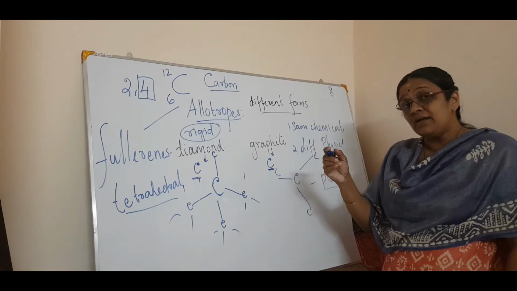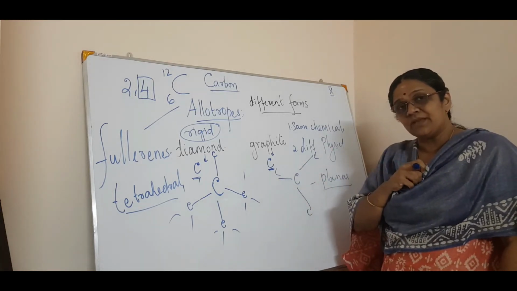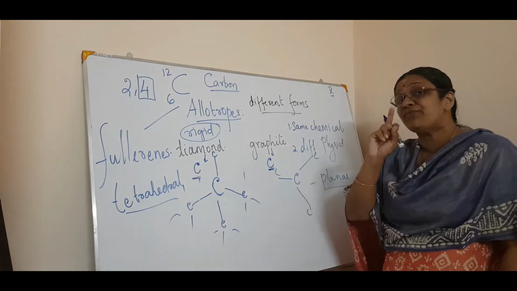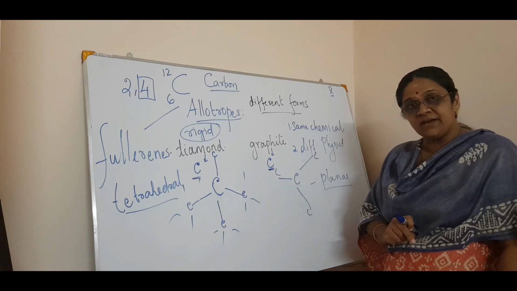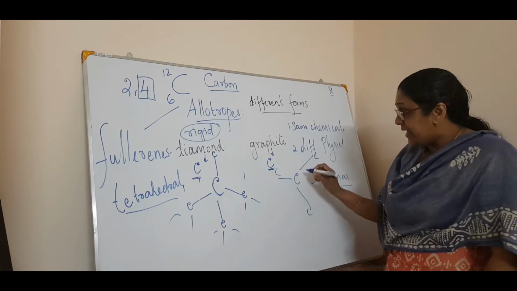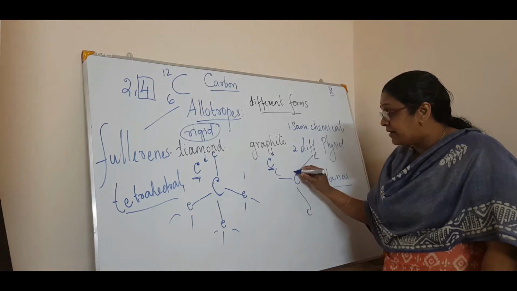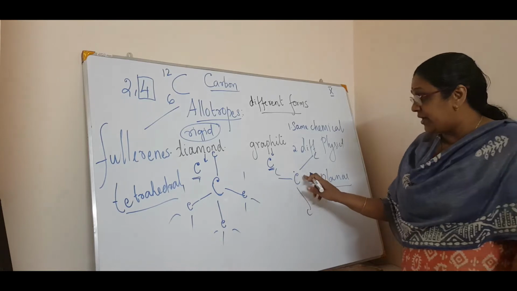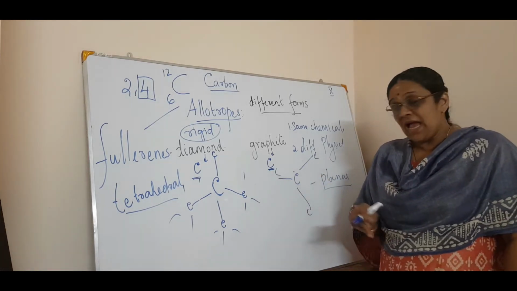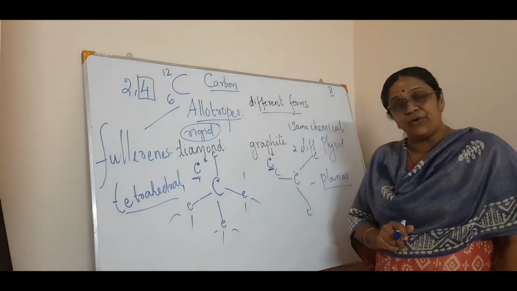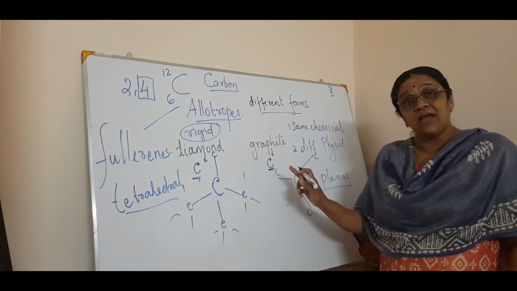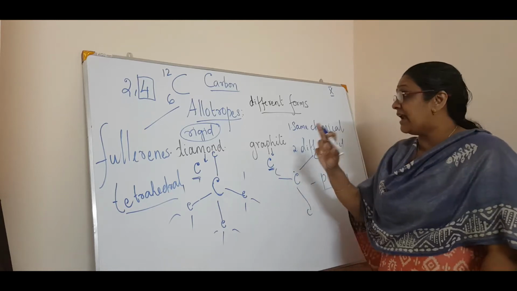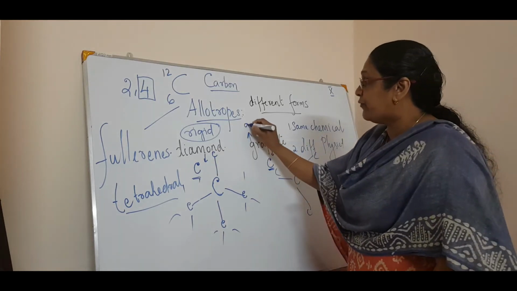Now you know that carbon has 4 valences. If there are only 3 covalently bonded carbon atoms, where is the 4th bond? So there is a 4th bond. That is why graphite has one free electron in each carbon atom. Due to this electron, it is a good conductor of electricity. We have already studied that graphite is a good conductor of electricity.